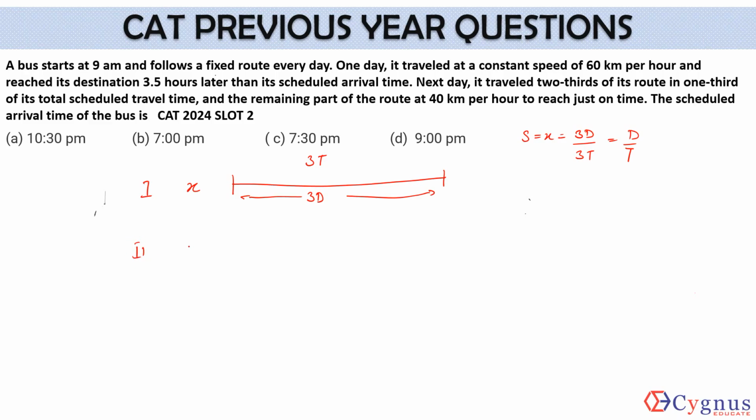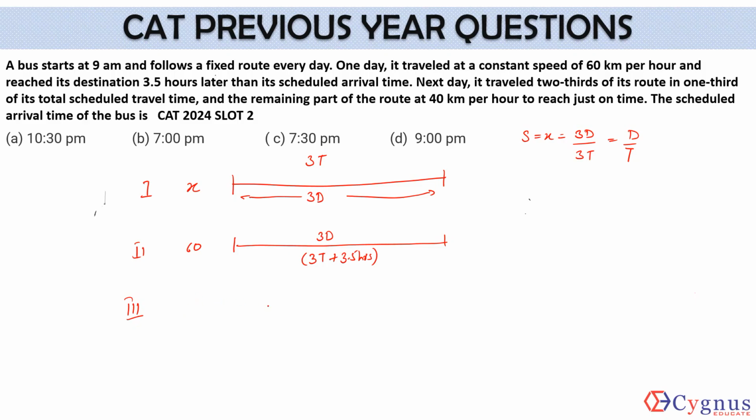Next, on another day, when his speed was 60, he reached his destination 3.5 hours later. That means he'll be covering 3d distance in how much time? 3t plus 3.5 hours. That's the second case. What's the third case here?